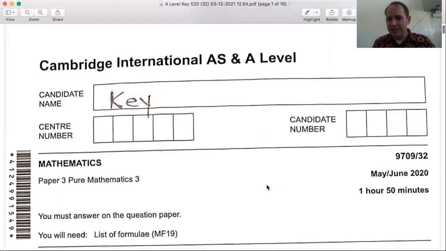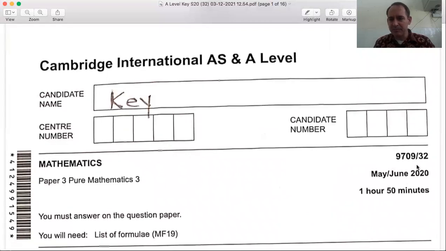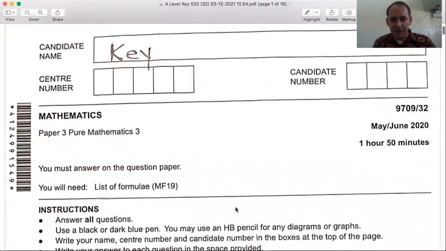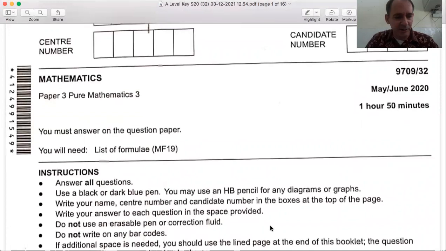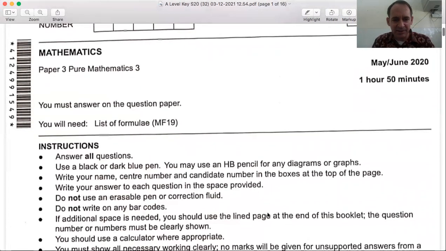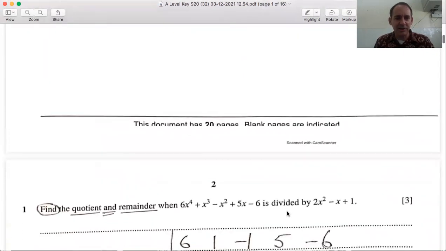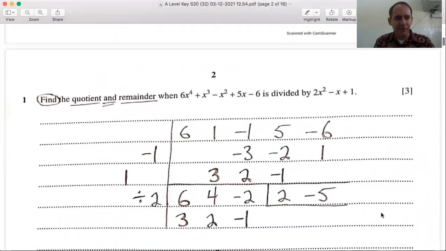Today we want to look at a Pure Maths 3 past paper, May/June of 2020, paper 32. This is Pure Math 3 from the Cambridge A-Level. These are worked solutions that I will take you through and hopefully will help you with not just how to do the problem, but how to think with regards to reading the question and setting it up. So let's get started. Here we have our first question.